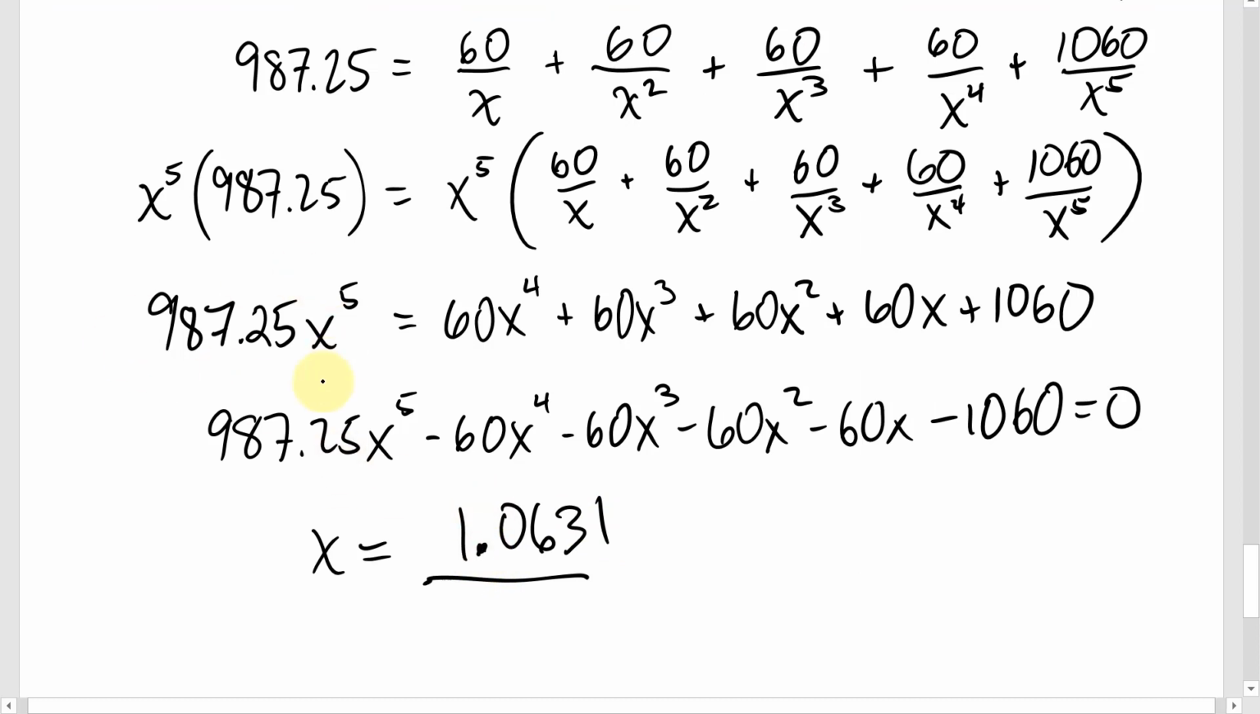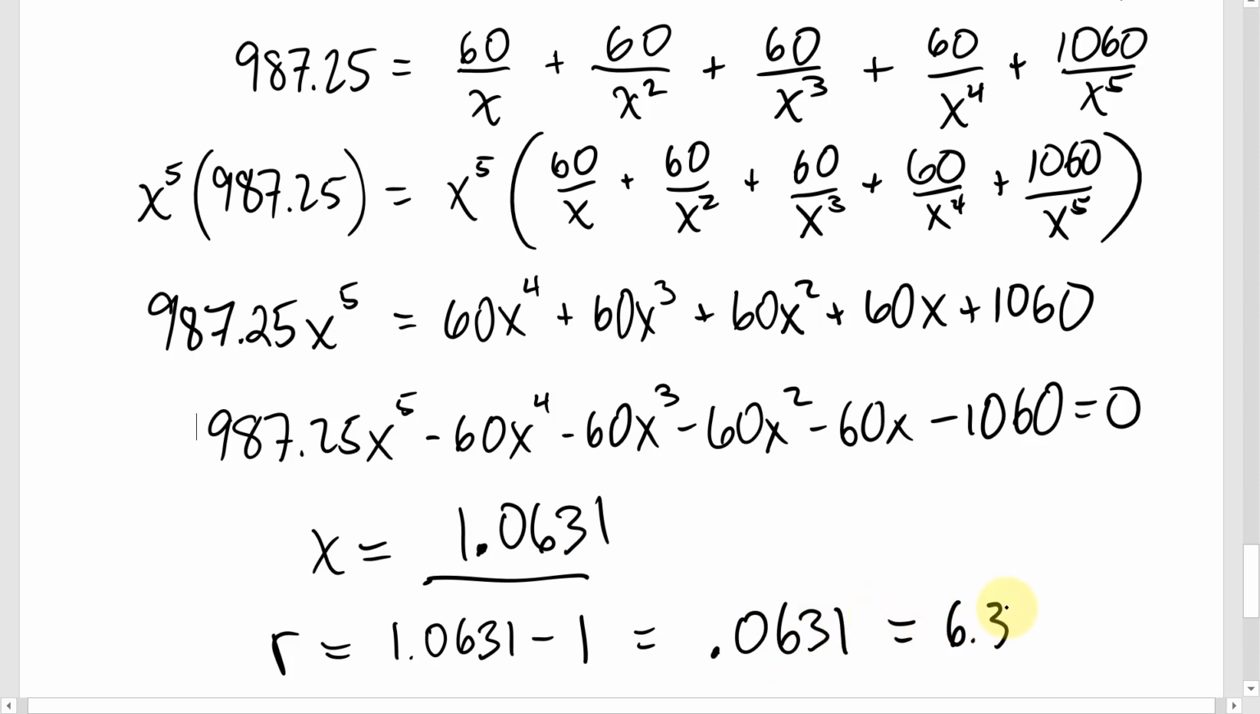even though there are theoretically 5 possible different real solutions, the one that's most practical is the one that is close to 1, which I can zoom in around that area in the graph. And so that means the actual yield to maturity is 1.0631 minus 1. So that is to say, it's just the part that's above 1. So 0.0631, 6.31%.